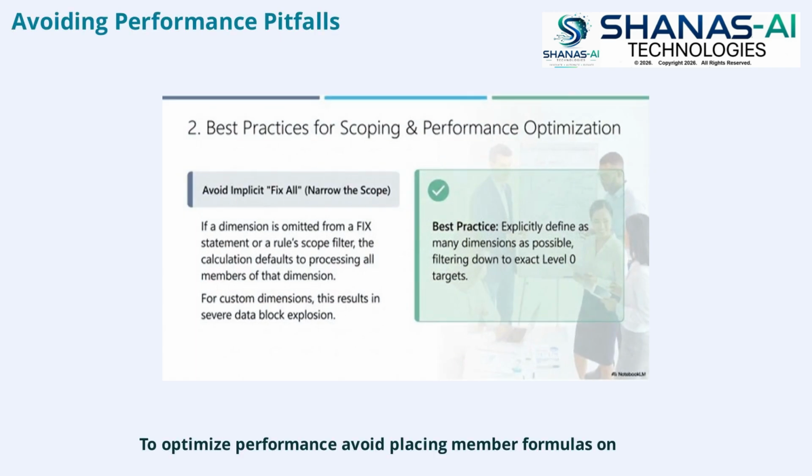Optimize performance. Avoid placing member formulas on hierarchies that can trigger excessive calculations. Focus on level 0 account dimensions and use dynamic calc storage. This approach minimizes unnecessary processing and keeps your FCCS environment running smoothly. Now, let's explore best practices for scoping and performance optimization in rule development.